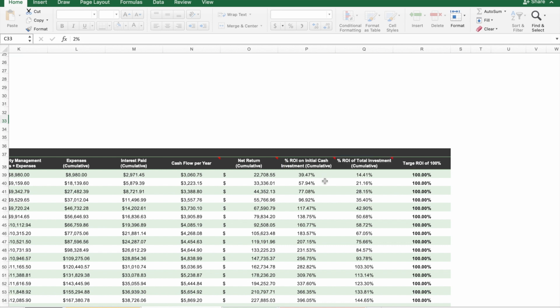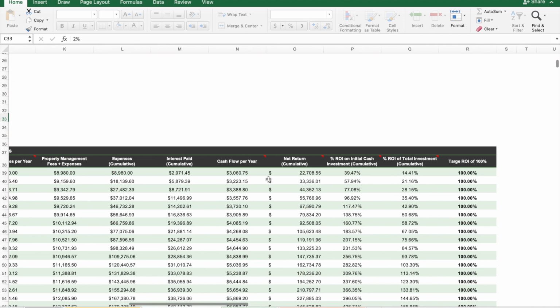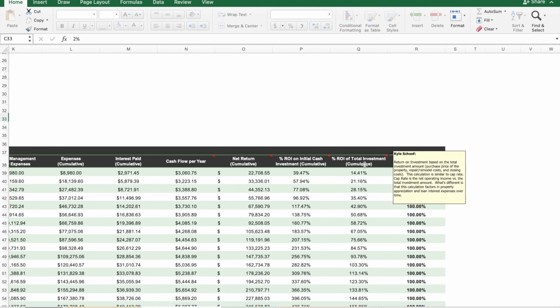So then this column right here is the percent return on investment on the initial cash that you invested to get the deal going. And then this is the percent return on investment on the total amount that you had to invest, meaning the total amount that went into the deal, or the 157,000 up here. And this is very similar to cap rate, except that I include property appreciation. I also include interest in this calculation, which generally you're not supposed to include interest in cap rate, but I wanted to see what the total dollars in and the total dollars out look like. And if you're going to use a loan, it makes the most realistic sense to look at it that way.